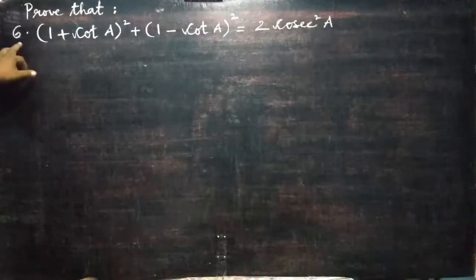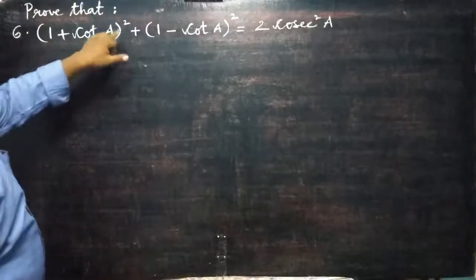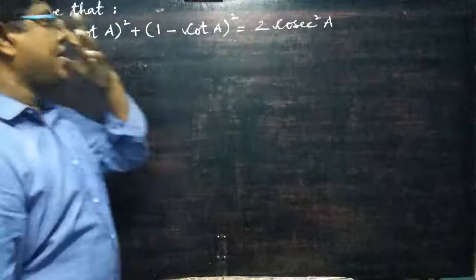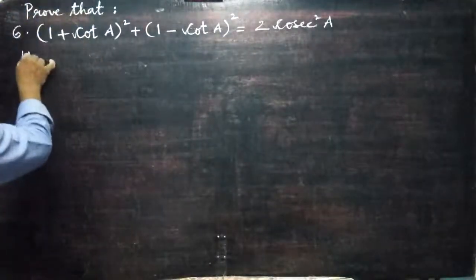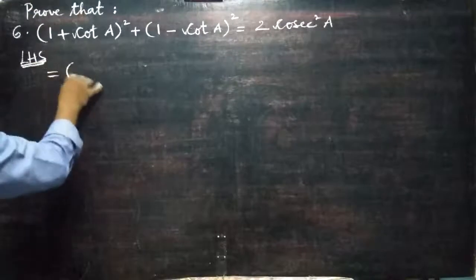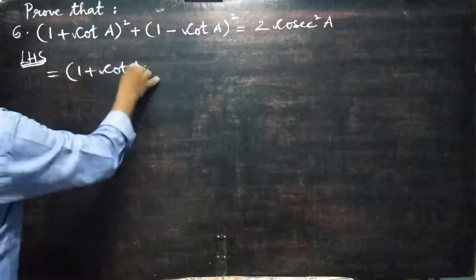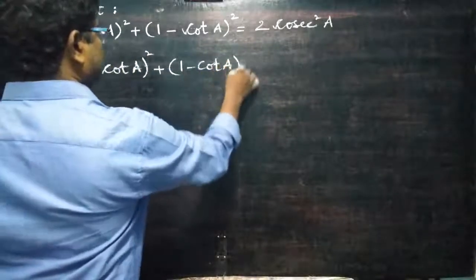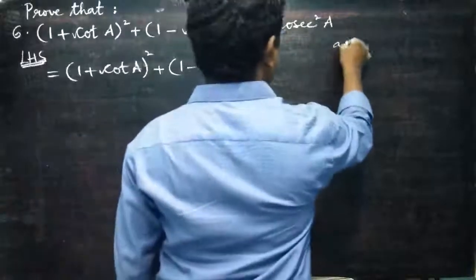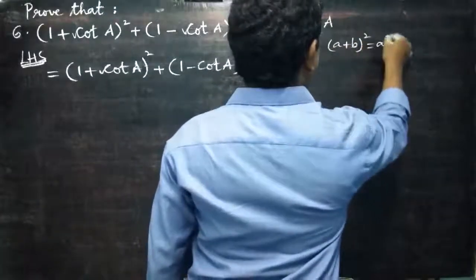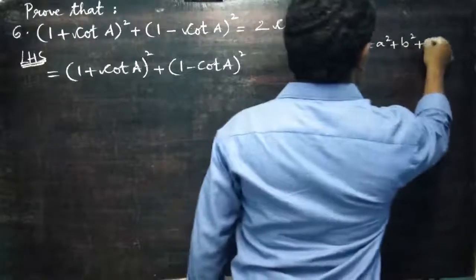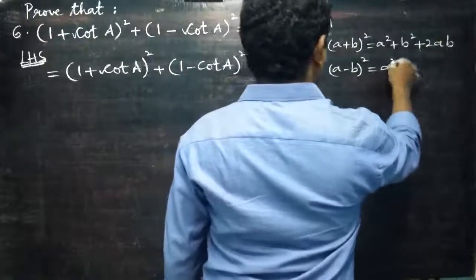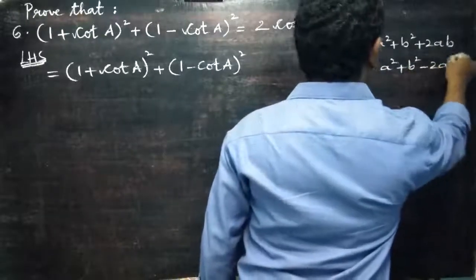We have proved. This is the way of doing the problem. Prove that, sixth problem: 1 plus cot A whole square plus 1 minus cot A whole square is equal to 2 cosecant square A. We have to get this answer. Take LHS first. 1 plus cot A whole square plus 1 minus cot A whole square. The first one is in which formula? A plus B whole square formula: A square plus B square plus 2AB. The second one is in the form of A minus B whole square: A square plus B square minus 2AB.